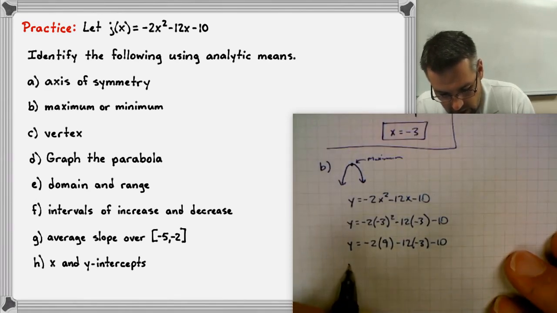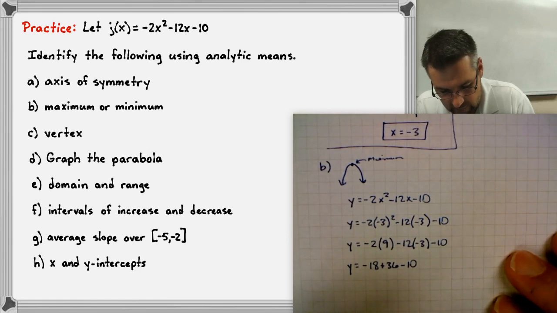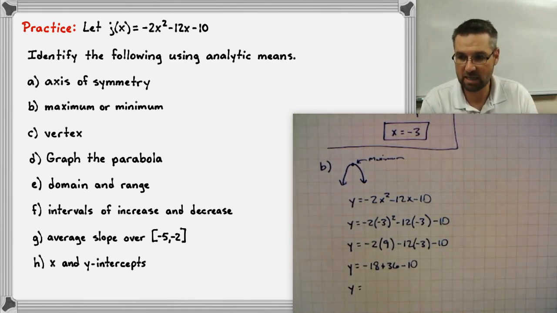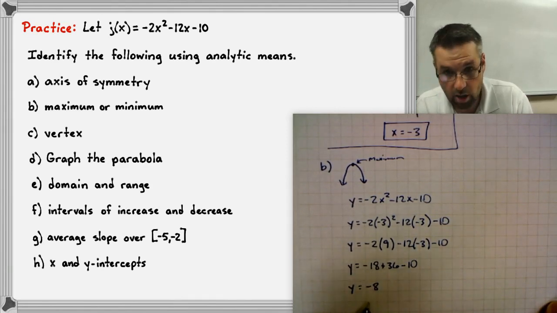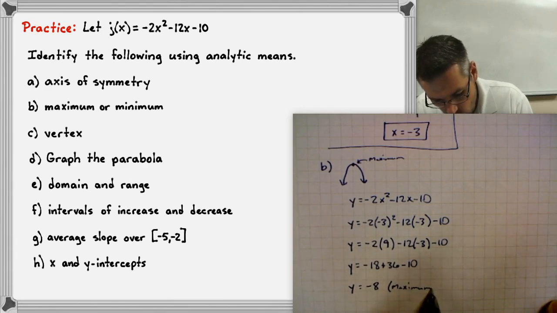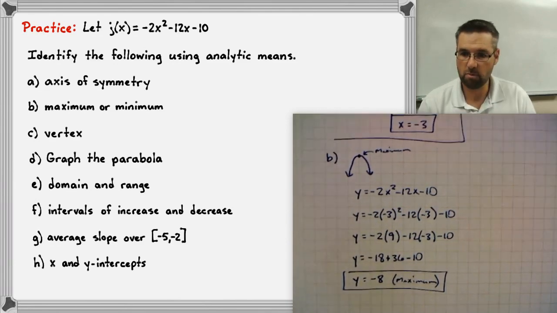Then we'll do our multiplication. So we end up with y equals -18 plus 36 minus 10. And then simplifying that from there, -18 plus 36 is +18, minus 10 is -8. So our maximum value is y equals -8. So that is our answer for part B.